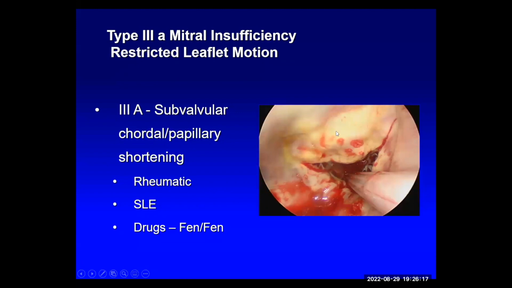You can see here the leaflets are not looking normal. They're more yellow, they're more thick, they look more ugly, more wrinkled, almost like they have had some kind of scar post-birth. And the valve itself is quite smaller, and there is a degree of narrowing as well. You can see here the commissures are almost joined here.